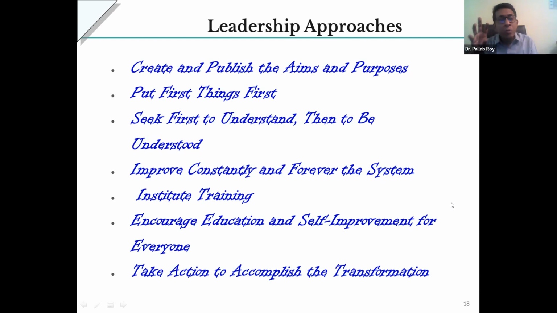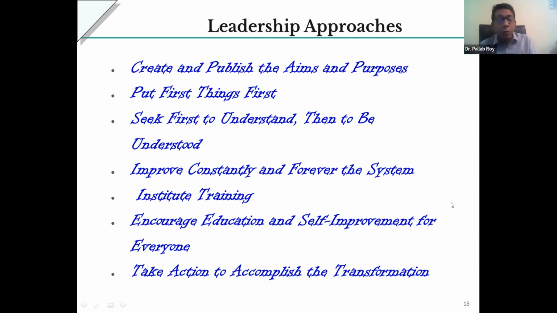You institute training, so you establish training in your department, in your institute. Until and unless you train people, they will not run parallel with you, and you will not be able to achieve your target. So encourage education and self-improvement. Everyone requires improvement of his or her own, so you give them the scope to self-improve. You make them understand that whatever pain they are taking is for their own betterment.